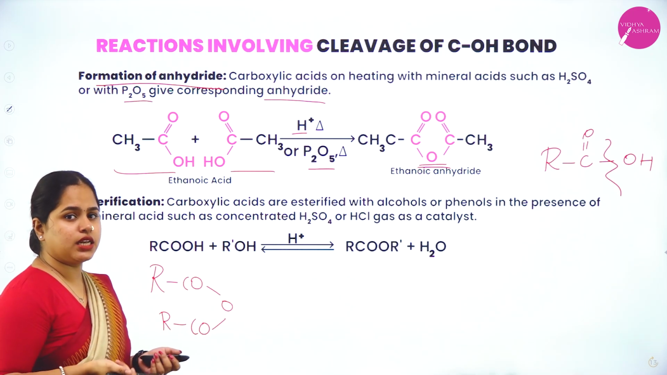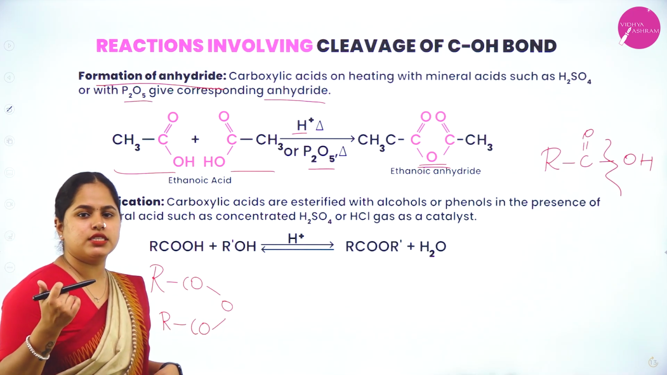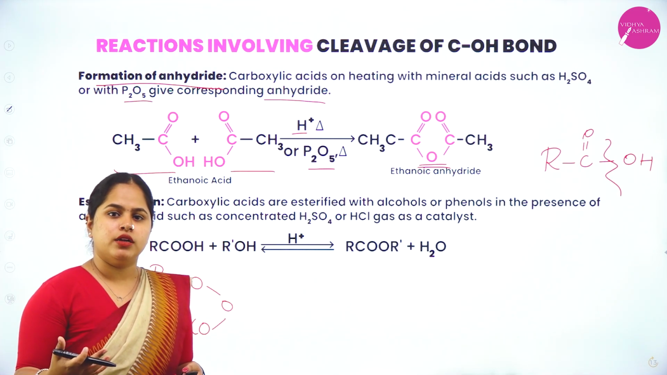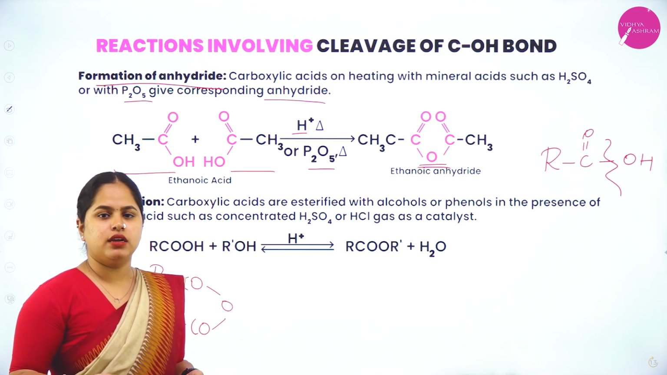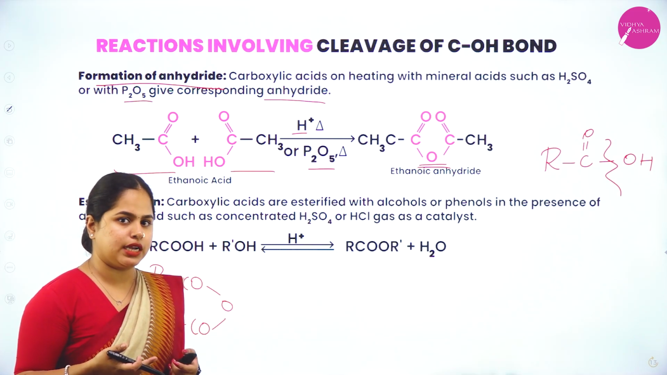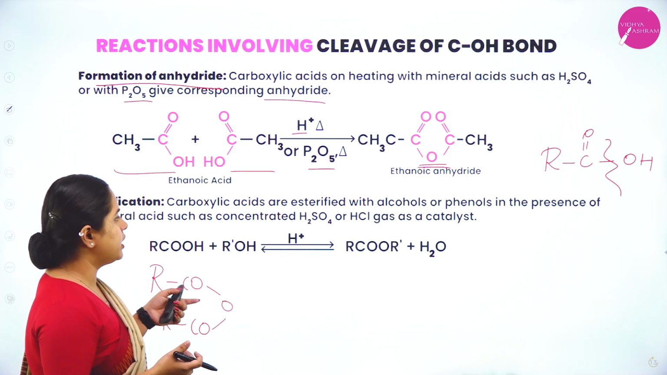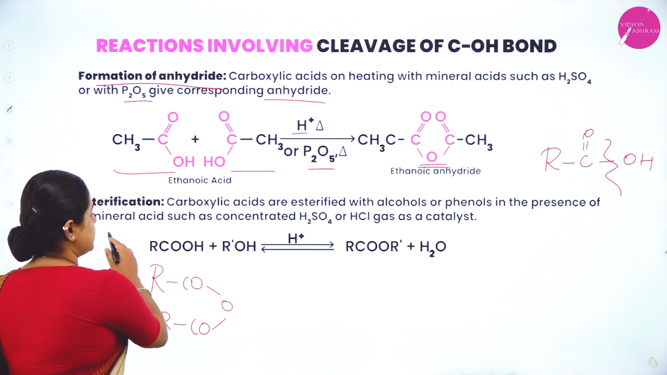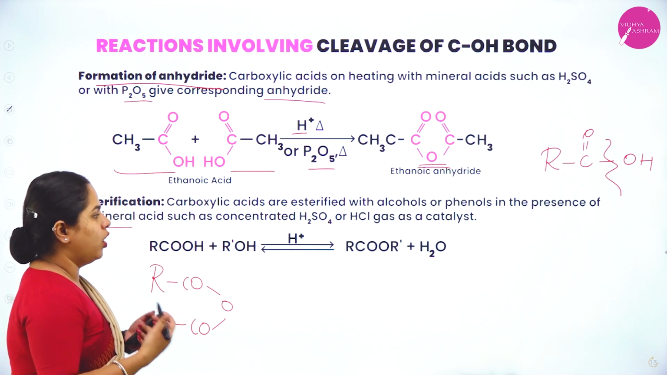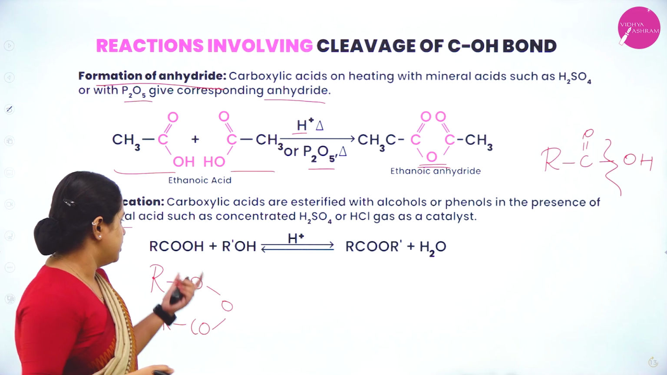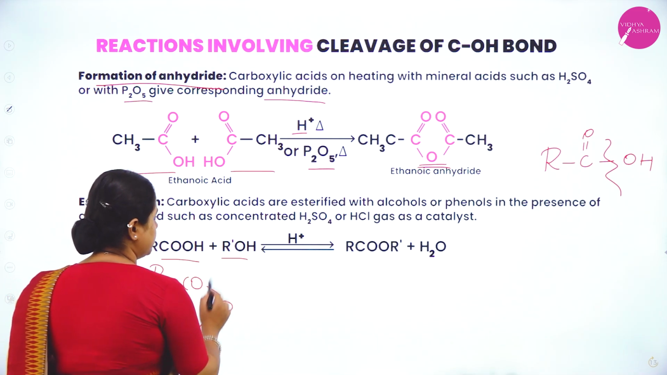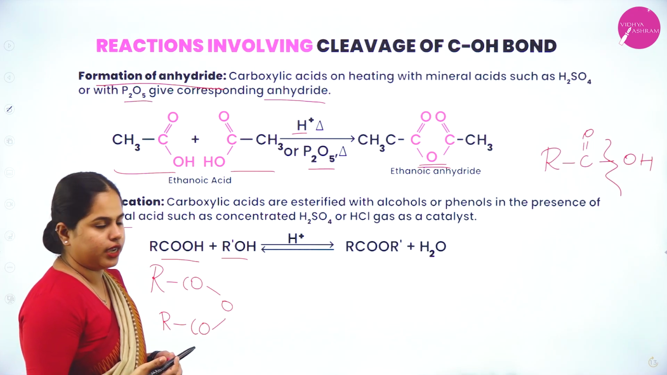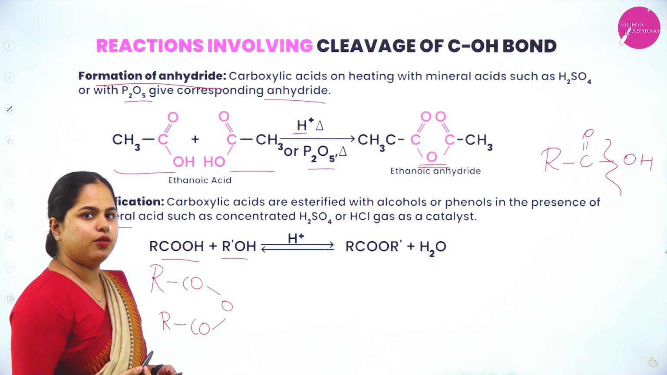Now, next one is esterification. Esterification we have already studied in alcohols as well. That is, acids and alcohols combine together to form ester as well as water. So, it is a reversible reaction. Carboxylic acids are esterified with alcohols or phenols in the presence of a mineral acid such as concentrated sulfuric acid or HCl gas as a catalyst. So, you have RCOOH and ROH, that is alcohol, in presence of acid, that is sulfuric acid. What you are going to get? Ester, and water will be removed.